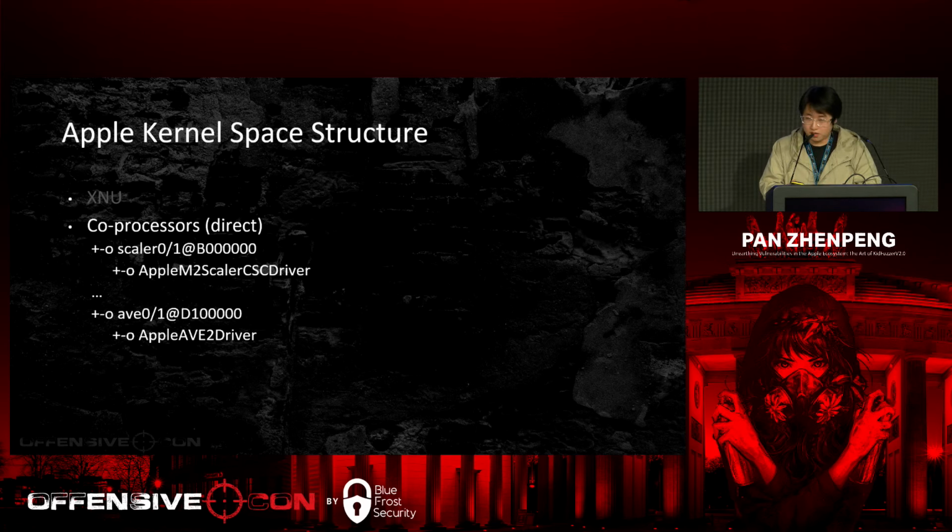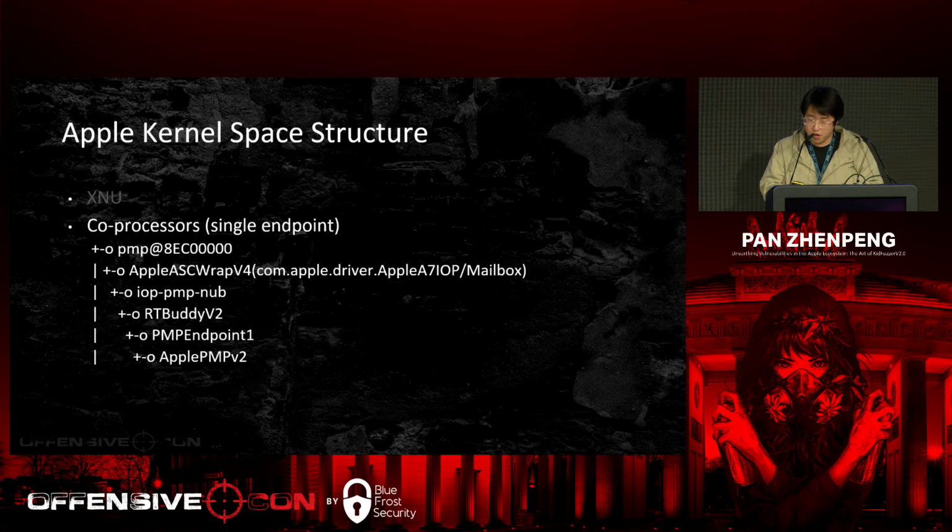For coprocessors, I also categorize them. From the I/O registry entry, which is the device tree, an object maintained dynamically by the kernel, we can see that IOService instances like the Apple M2 Scaler CSC driver and the Apple AV2 driver connect directly to the coprocessor instance. There are also others that communicate via a mailbox. The com.apple driver Apple A7 IOP is the implementation of the mailbox mechanism on Apple systems. On top of it you get a simple endpoint for PMP with a corresponding AP-side driver called Apple PMP v2.